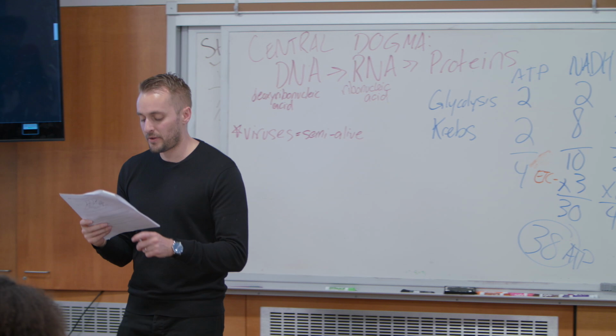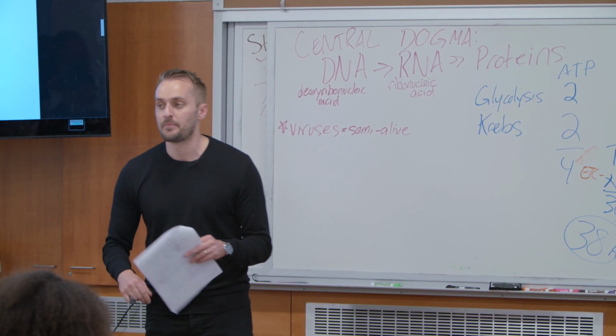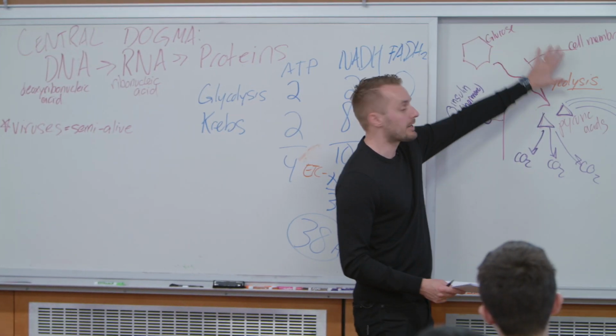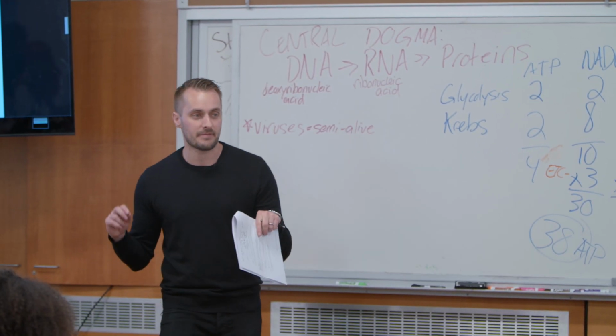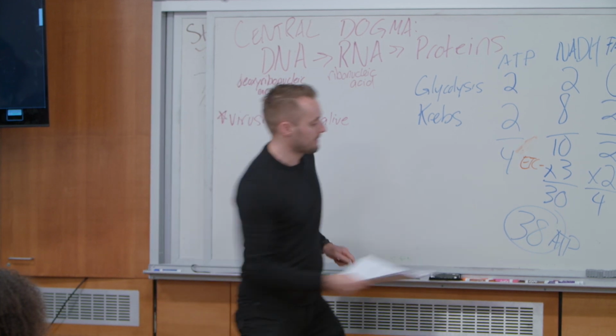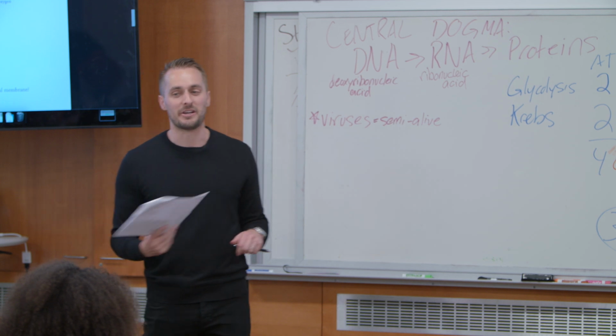Okay, so compare the ATP available to cells when oxygen is present versus when it's absent. If oxygen is absent, I can only do glycolysis. If oxygen is absent, I can only make how many ATPs? 2. If oxygen is present, I can make 38. This is why so many things use oxygen.